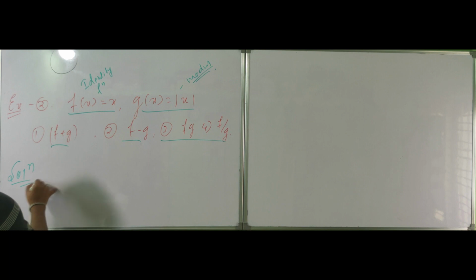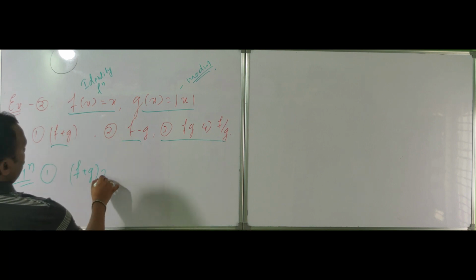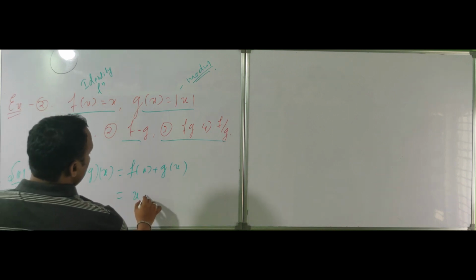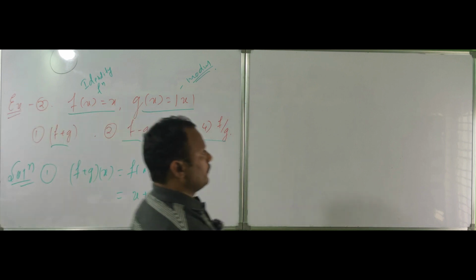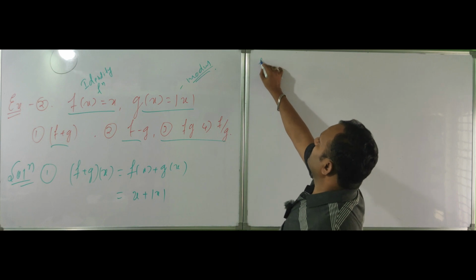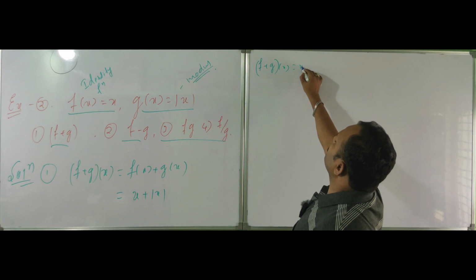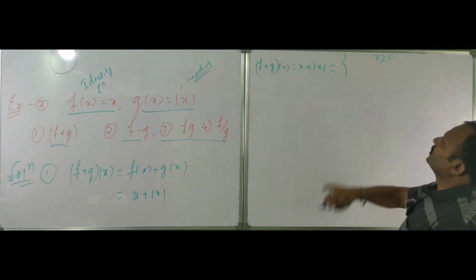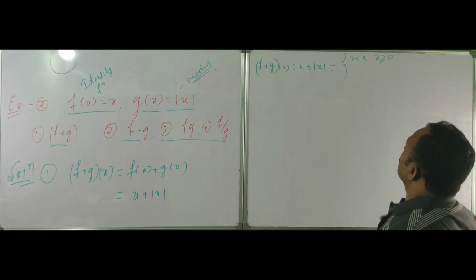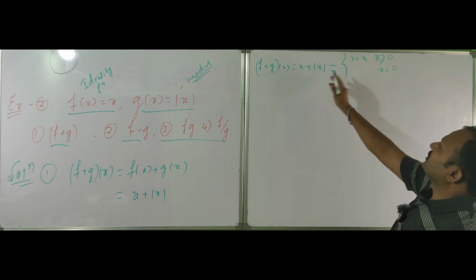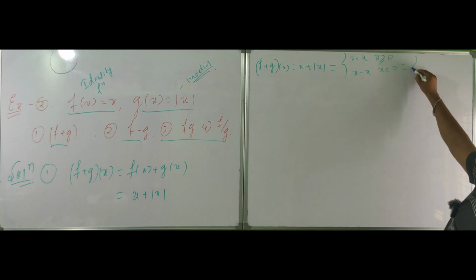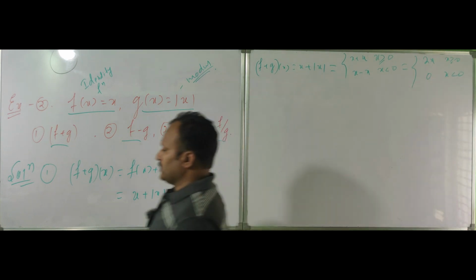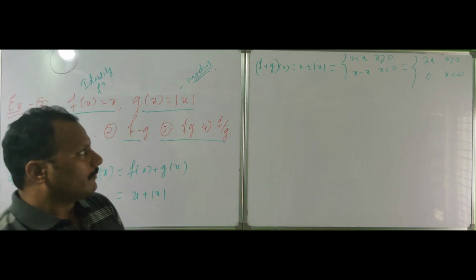Solution. One: (f + g)(x) is equal to f(x) plus g(x). What is f(x)? f(x) is the identity function. g(x) is the mod function. How do you write this? (f + g)(x) is equal to x plus mod of x. Then it depends on the value of mod. If x is greater than or equal to 0, x plus x becomes 2x. If x is less than 0, x minus x becomes 0. This becomes 2x for x greater than or equal to 0, and 0 for x less than 0. Is it, sir? Yes. Done. First one.